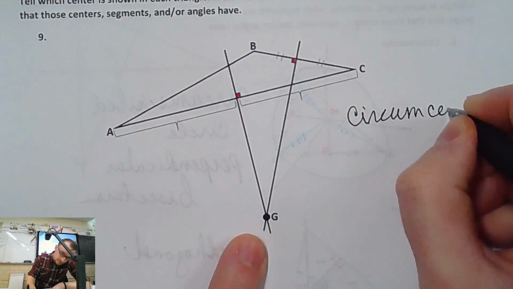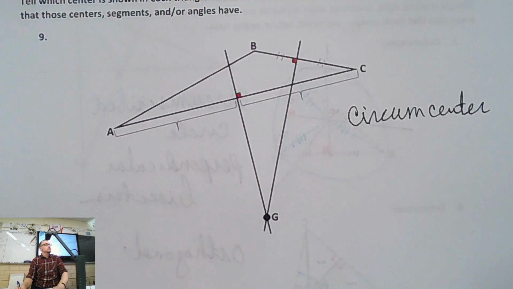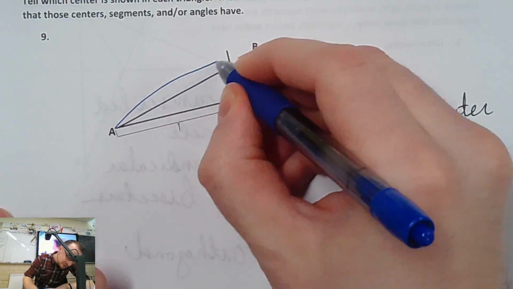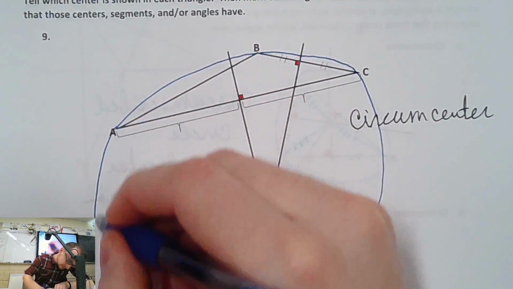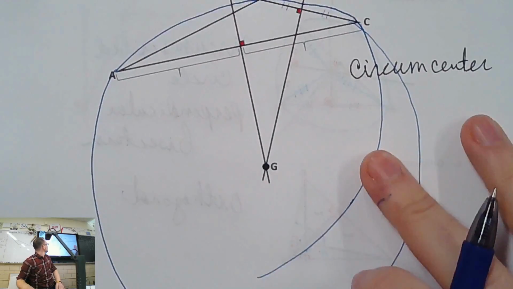I was going to say circumference. Which means there should be what? A hidden circle. And it circumnavigates the triangle, right? And it's a big one. It's like that, right?